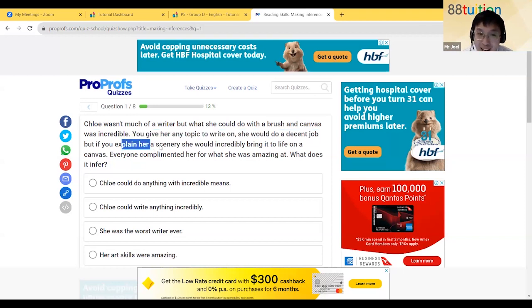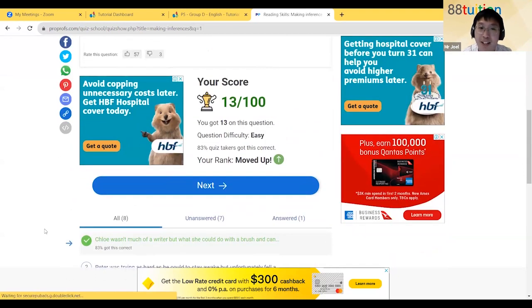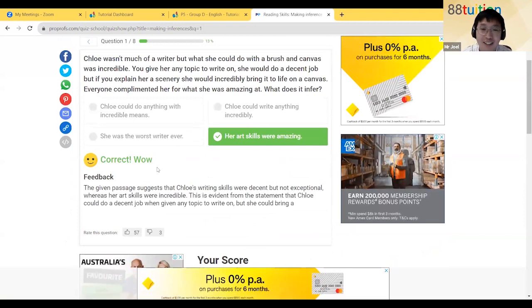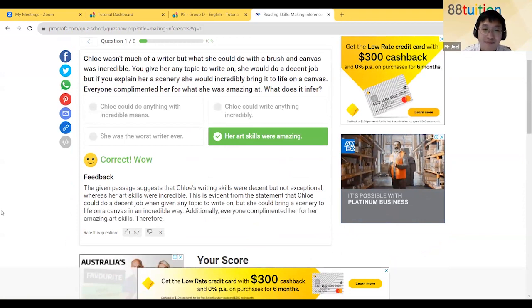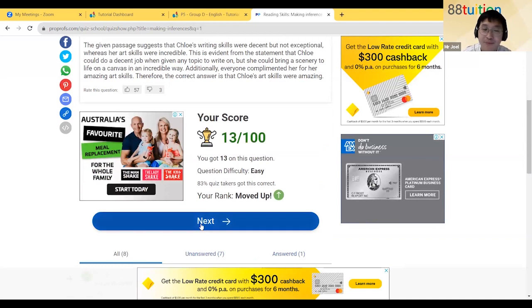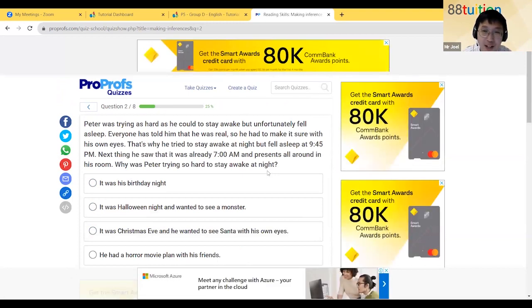But if you explain a scenery to her, she can bring it to life on canvas, which means if you explain a picture to her, she can bring the picture to life by painting it. So she's actually an incredible painter. So her art skills were amazing. Correct. Wow. Right? So this is the feedback. Okay, I've explained the feedback, same as what we saw just now. Next. Now read this and tell me whether your answer is A, B, C, or D.